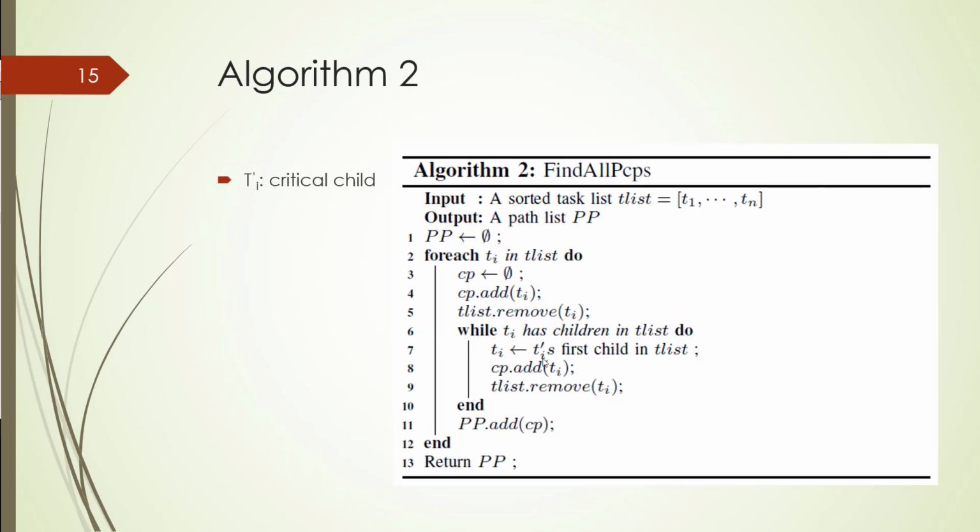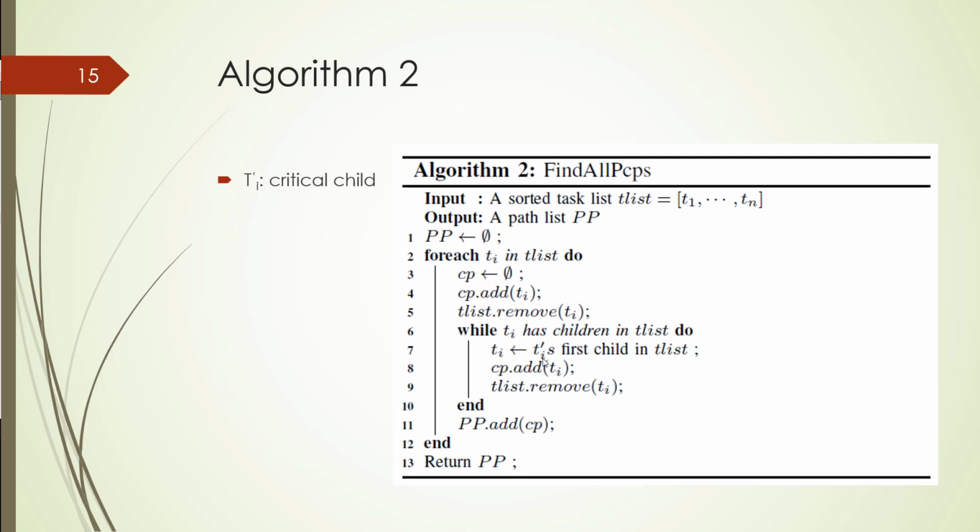So let's jump to the second algorithm, find all PCPs. In find all PCPs, we have a sorted task list that is topologically sorted from T1 to Tn, and the output here will be a path list, the partial paths. The partial path set is at first empty. And we will loop on each task in the list, ascendingly ordered, and at first our CP is empty. Then we will add the TI to the CP.